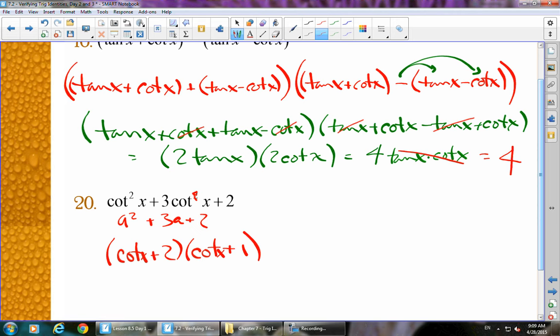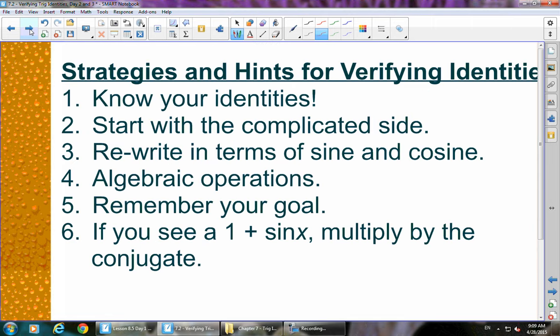Alrighty, let's review our 6 strategies for making our lives better, at least in trig identities. Remember, you need to know your identities. You need to have them cold. If you don't have your reference, I know you all have your reference sheets out, but if you don't, do it now. Because if not, it's like wearing shoes to school. You just have to do it. You need to have your reference sheet out ready to rock and roll. Kevin, that's you.